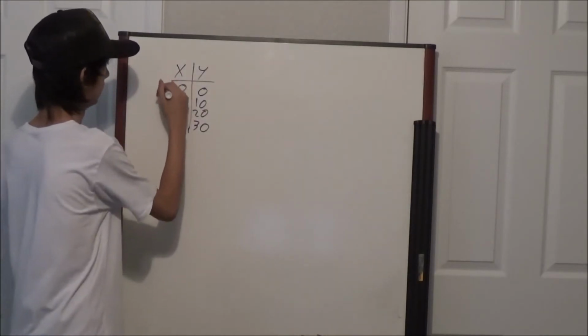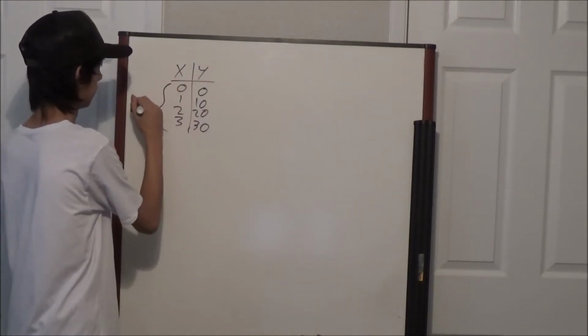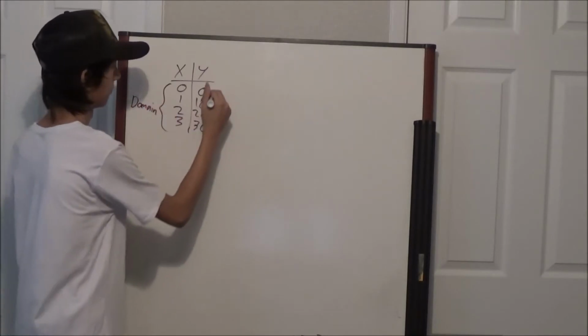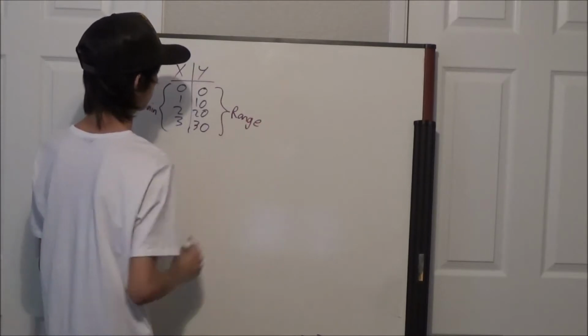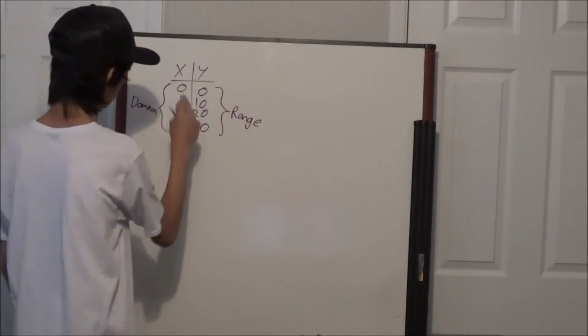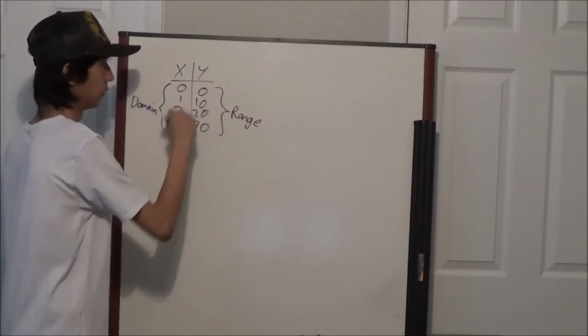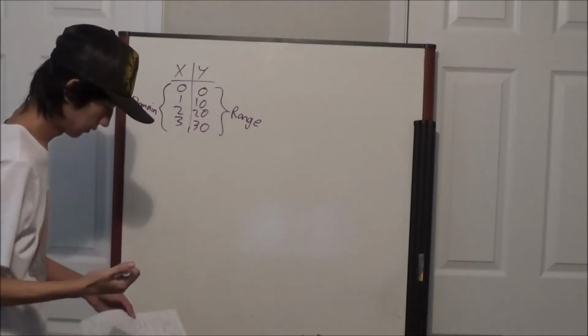Now these sets are called domains. These are called range. A set of x values is a domain. A set of y values is called a range. Okay?